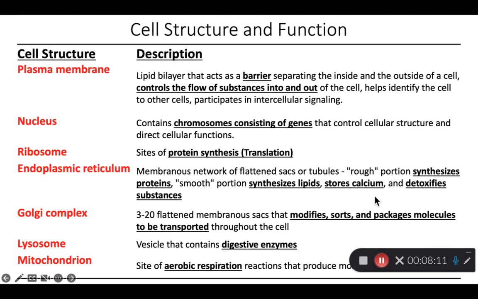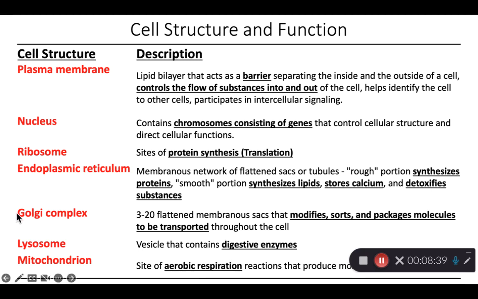It might store calcium. That's going to be a very important function when we get to muscle. Muscle needs calcium in order to contract, and it needs to store it and then release it. And that's done using the ER. If you're an organ like the liver, which has a very important function in detoxification, that's done using the ER.